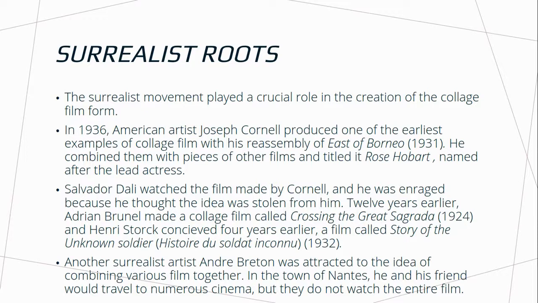In 1936, American artist Joseph Cornell produced one of the earliest examples of collage film with its reassembly of East of Borneo from 1931. He combined it with pieces of other films and titled it Rose Hobart, which is named after the lead actress of the film. When the film premiered, Salvador Dali watched it and was absolutely enraged, feeling the idea was stolen from him.